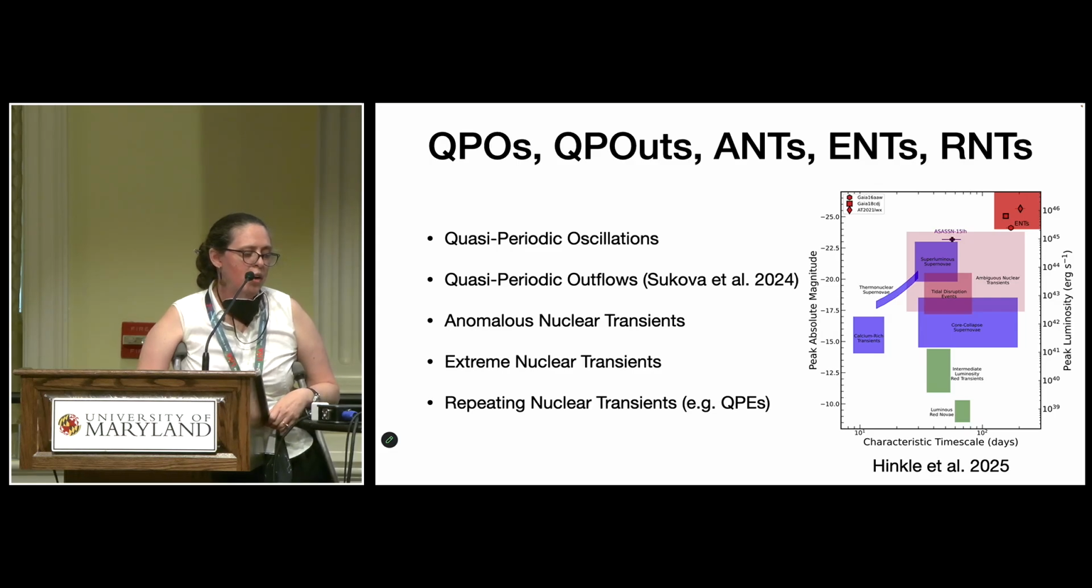But the point that I want to make to everybody here who doesn't care about AGN, because you will, is this plot from Hinkle that shows you the characteristic timescale in days of a flare that happens in a galactic nucleus and the characteristic peak luminosity. And you can see in here, there's supernovae, there's tidal disruption events, there's superluminous supernovae, and then up there in the corner, there are these extreme nuclear transients.